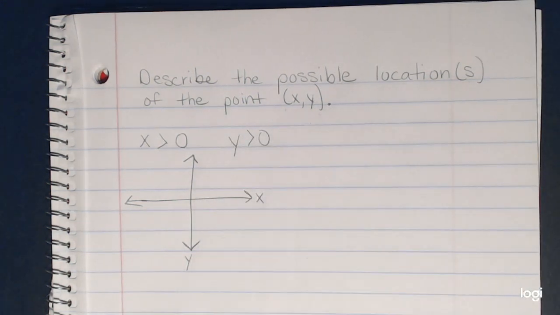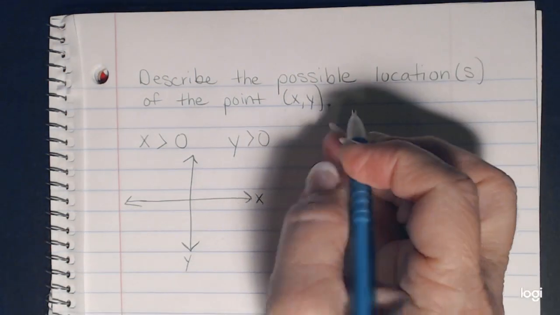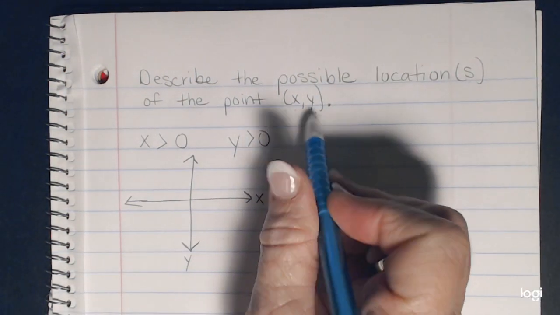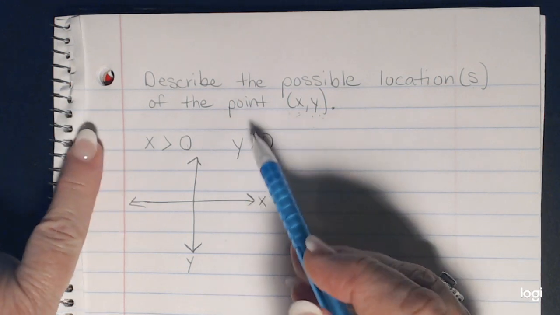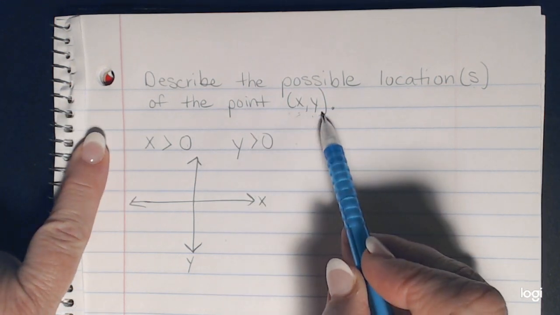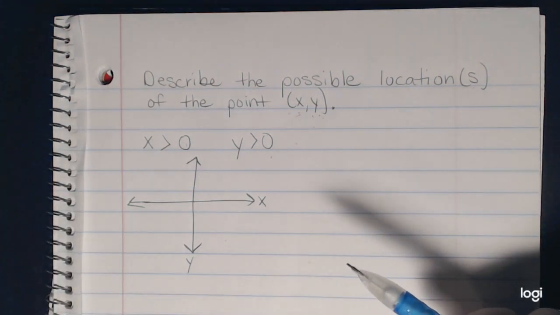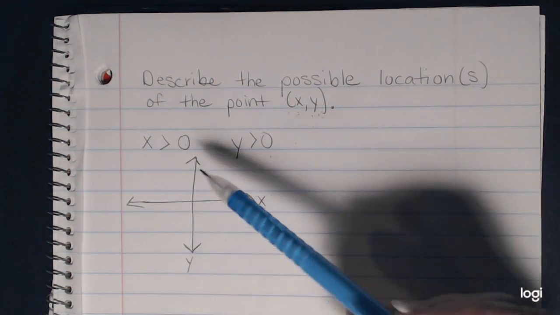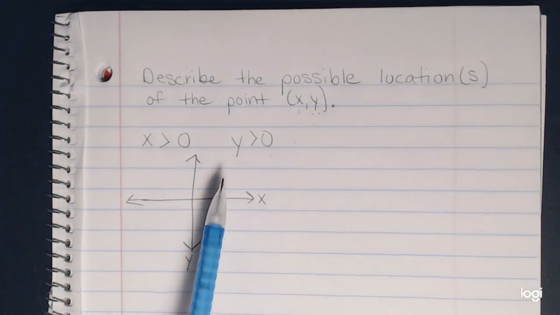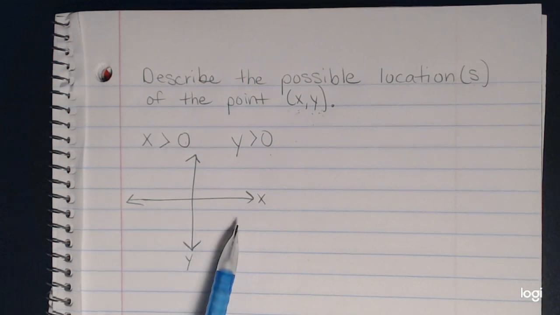We'll label that. And I want you to think about if I told you your ordered pair, x, y, that the x is going to be larger than 0, and the y is going to be larger than 0, where do you think your point would land? On the x-axis, on the y-axis, or in quadrant 1, 2, 3, or 4?